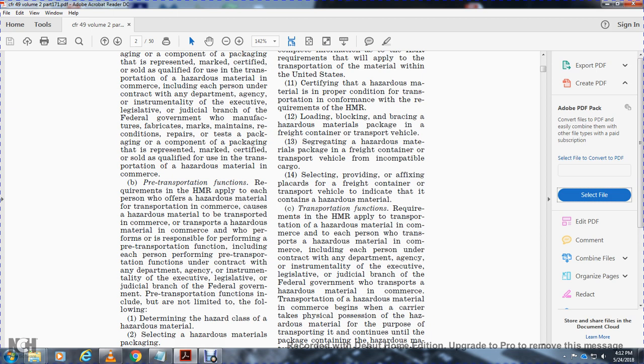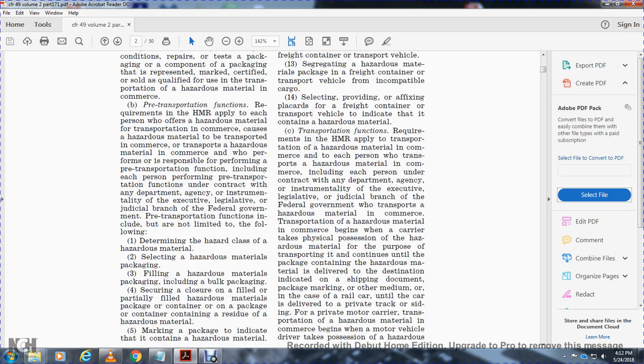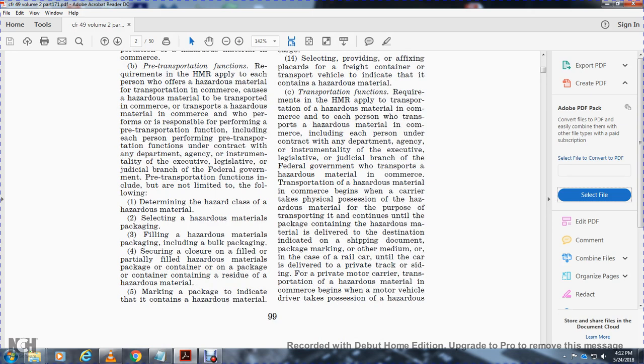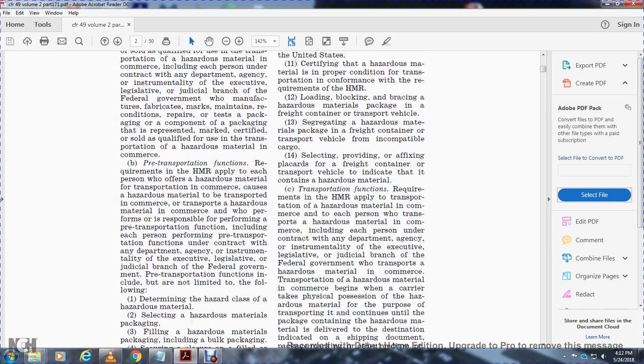Pre-transportation functions include, but are not limited to, the following: determining the hazard class of the hazardous material, selecting the hazardous material packaging, filling the hazardous material packaging, including bulk packaging, securing and closing the packaging, filling a package partially with hazardous material, preparing a container containing residual hazardous material, marking the package with an indication of the hazardous material.